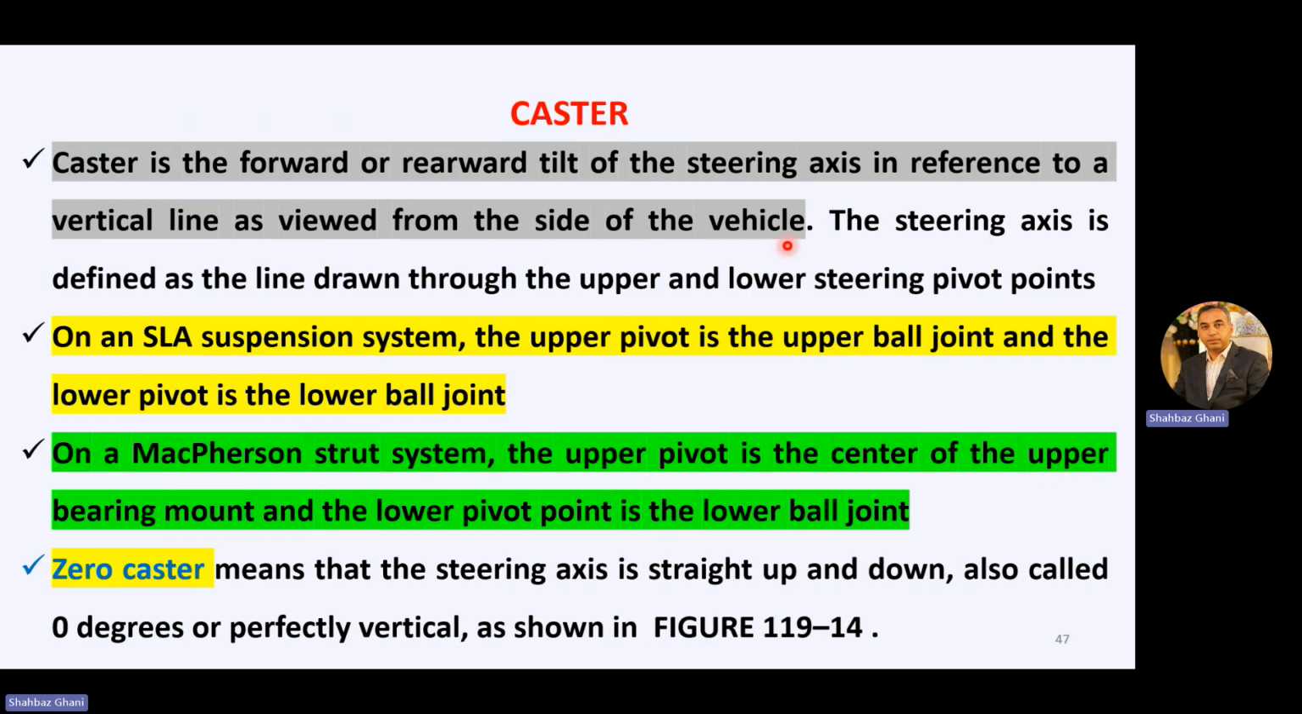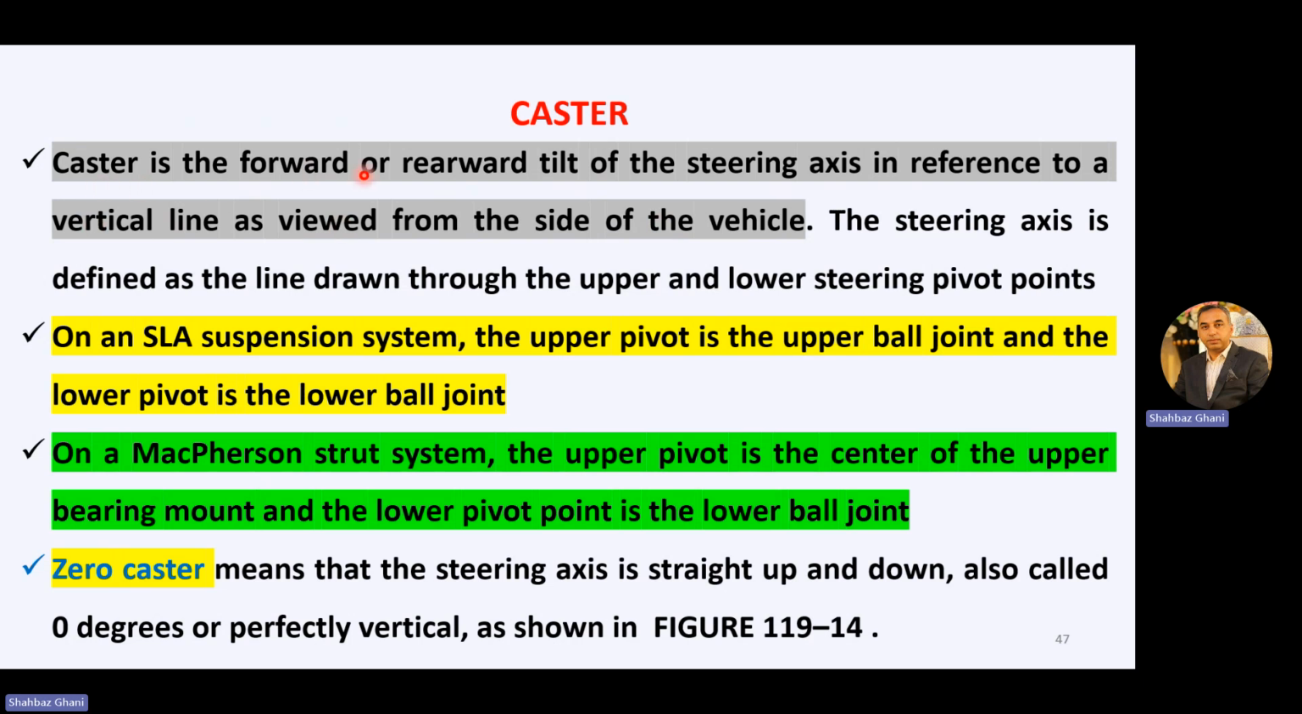Now the second angle is the caster angle. Caster is the forward or rearward tilt of the steering axis in reference to a vertical line as viewed from the side of the vehicle. In camber, we are viewing from the front or rear of the vehicle. But in caster, we are viewing the steering axis and the tilt of the wheel from the side of the vehicle. So this is the difference between camber and caster.